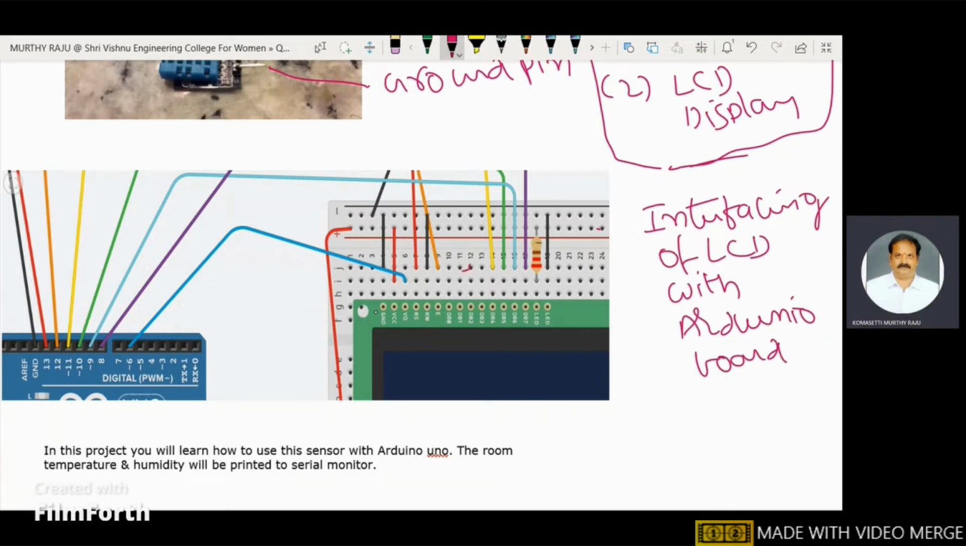Here this LCD has 16 pins: ground, VCC, contrast, RS (register select pin), read write pin, enable pin, and the 8 data lines from DB0 to DB7. Then LED cathode, and LED anode, not cathode. This one is LED anode.